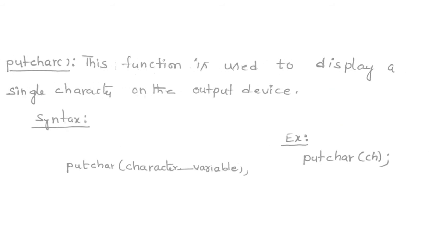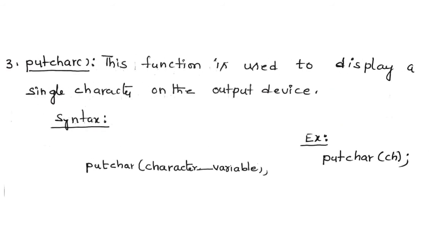Now go to the third function, putchar. This function is used to display a single character on the output device. Means the putchar function is frequently used to display a single character which is read from the function getchar. Putchar is quite opposite to the getchar function. Getchar is reading a character from the keyboard. Putchar is displaying a character on the output device.